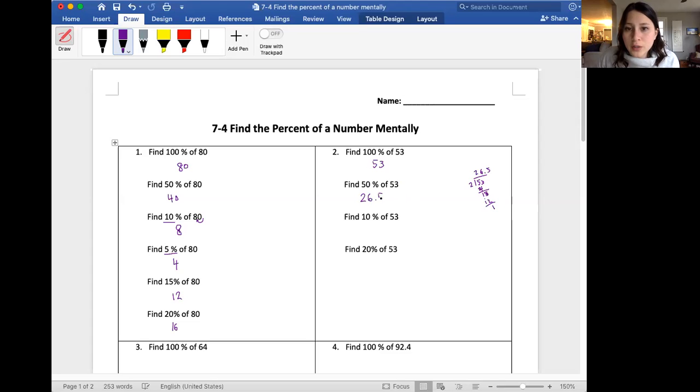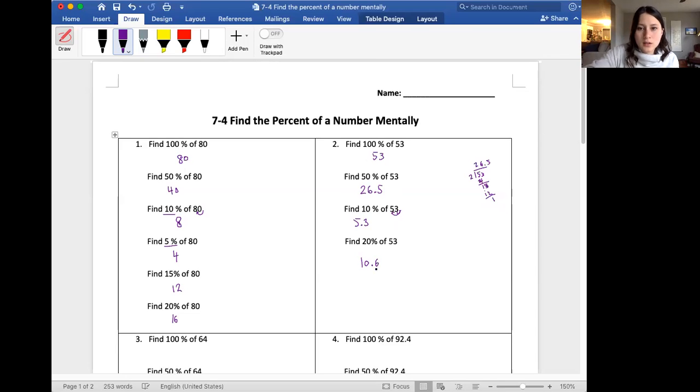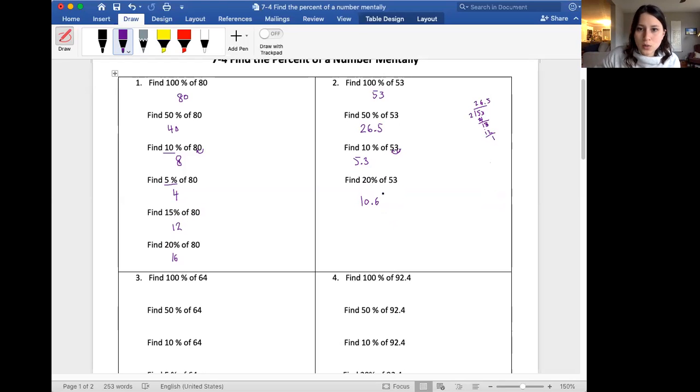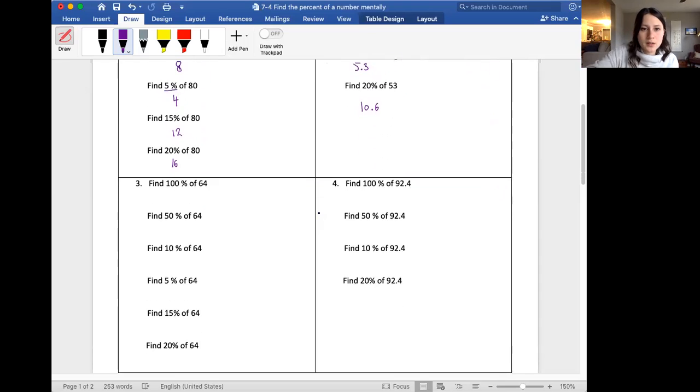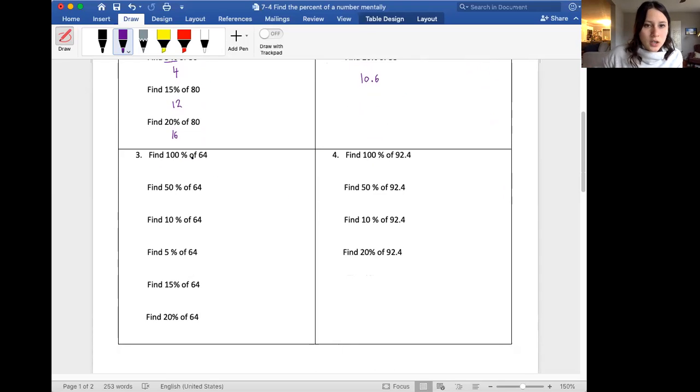Now, I prefer you to try to figure this out mentally, but if it comes down to it and you really need to work this out on the side, I'm not going to be against you for that. Okay, 10%. Now, 10% is where you really don't need to use any work. You're just moving that decimal over. Move that decimal over, 5.3, right? Now, 20% is double what 10% is. So 5.3 times 2, that's 10.6. If you think of 5.3 plus 5.3, that's 20%, right? That'd be 10.6.